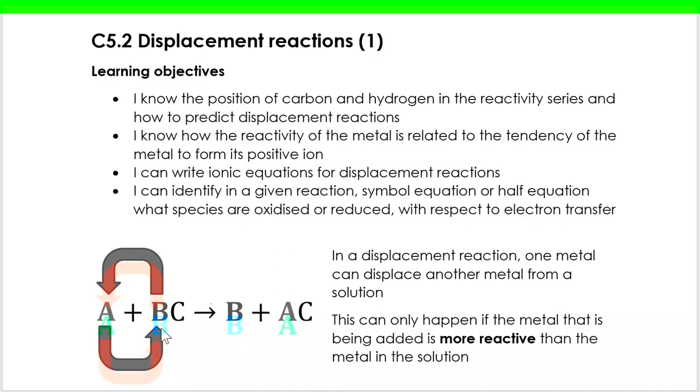If A is the metal and B is a metal within a compound, then A, if it's more reactive than B, can kick it out. It takes its place in the compound. So a more reactive metal can displace a less reactive metal in solution.